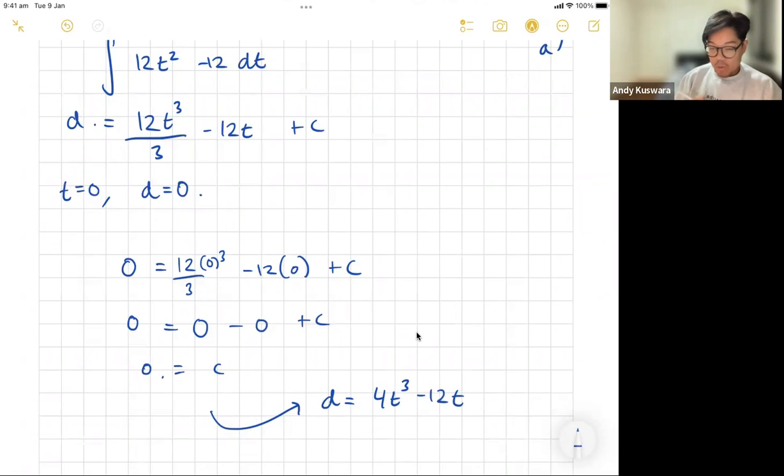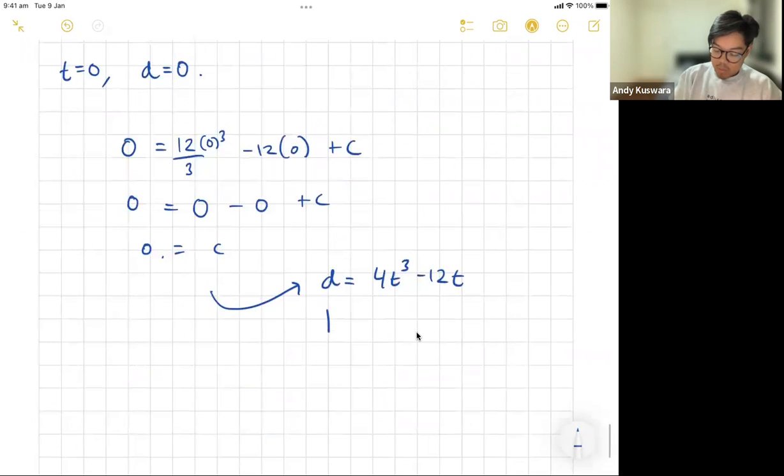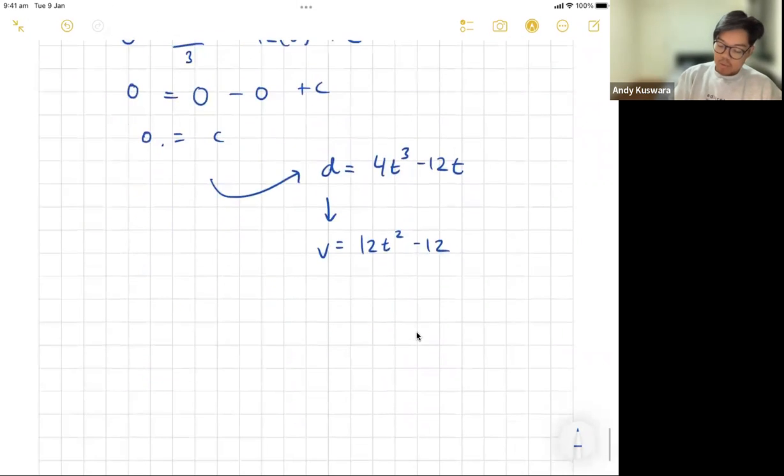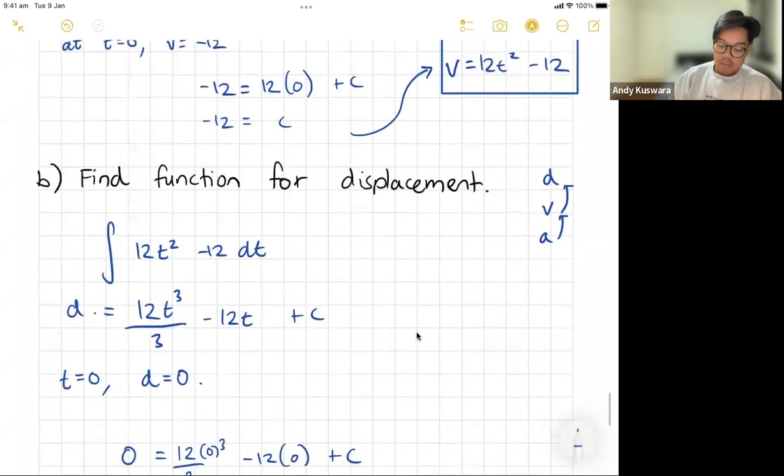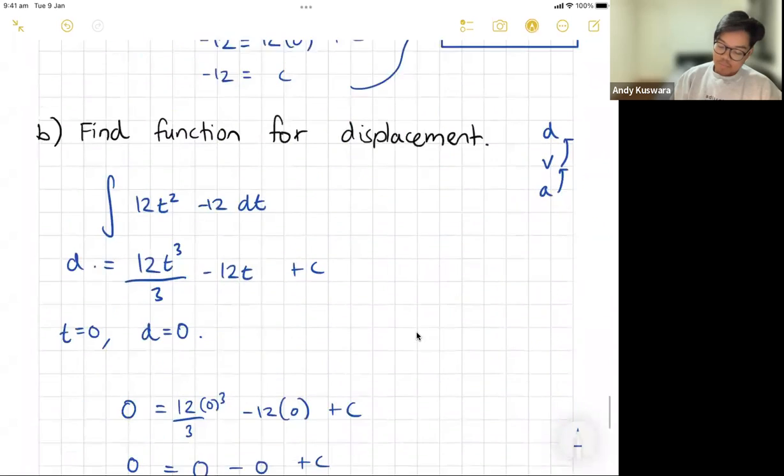Now again, if I just wanted to double check, there's my displacement. Let's go to velocity. If I differentiate, that'll give me 12t squared minus 12. Then differentiate one more time to get acceleration. I get 24t, and that's exactly what we started with. Everything checks out, and we also fulfill our initial conditions.